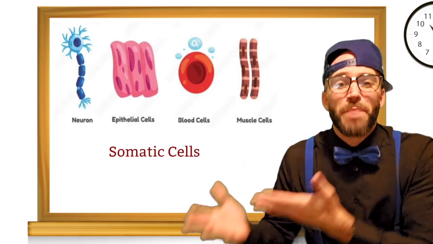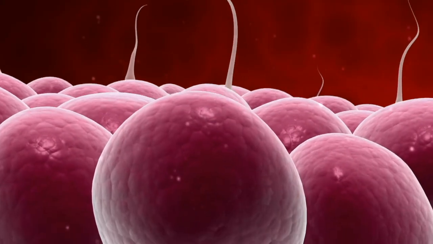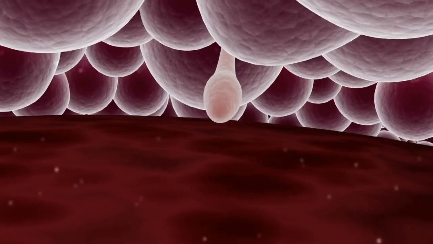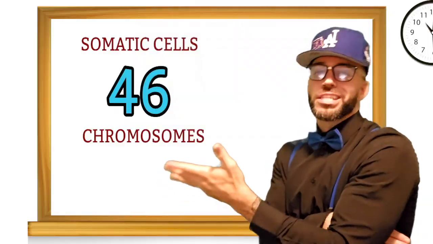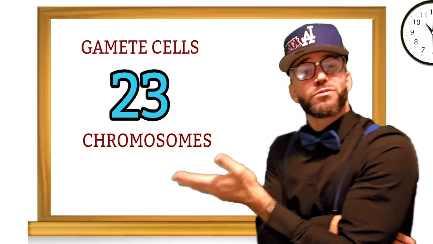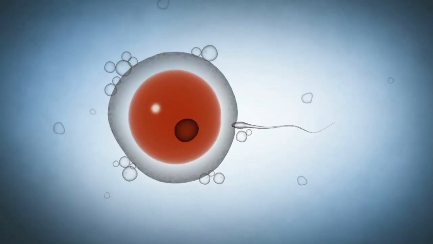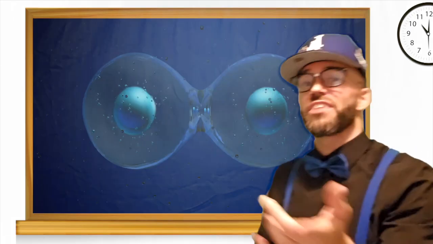Every cell in the body is somatic, except for gametes. We're so lonely. Don't be dramatic. It's all a part of the reproductive balance. Somatic cells have 46 chromosomes. Gametes have 23. Somatic cells duplicate the genetics. Gametes are genetically unique. Interphase, prophase, metaphase, anaphase, telophase, cytokinesis.